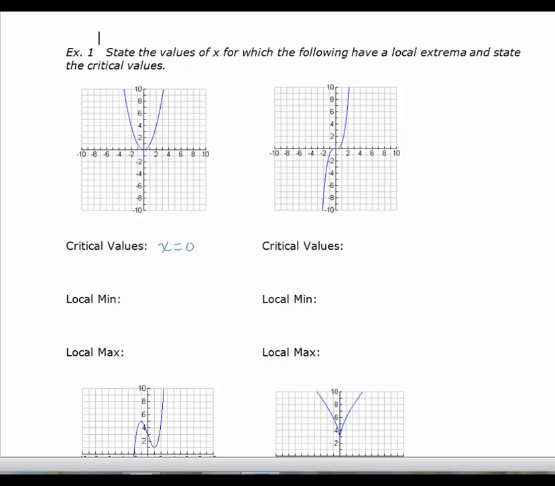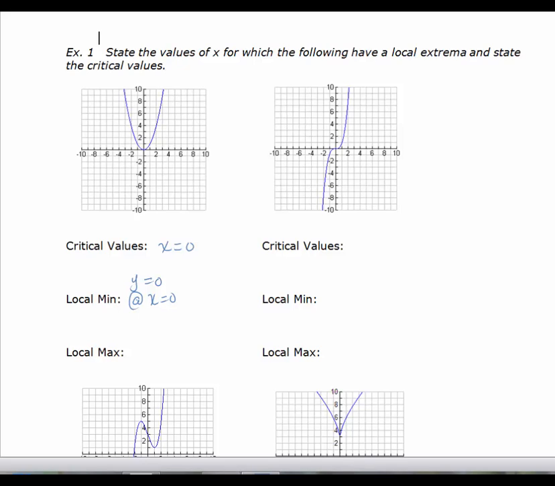Now we want to find out, is there a local min? A critical value is an x value. A local min or a local max is actually a y value, or function value. So there is a local min, and that local min is 0. The smallest value in the neighborhood here is y equals 0. So we have a local min, and it occurs at x equals 0, but the local min is y equals 0. The smallest value of the function in that area is 0. It occurs when x equals 0.